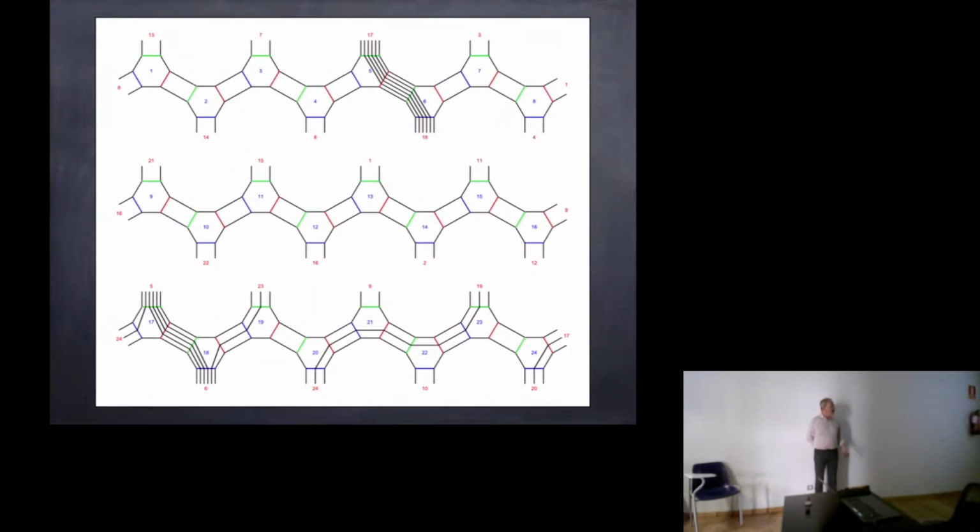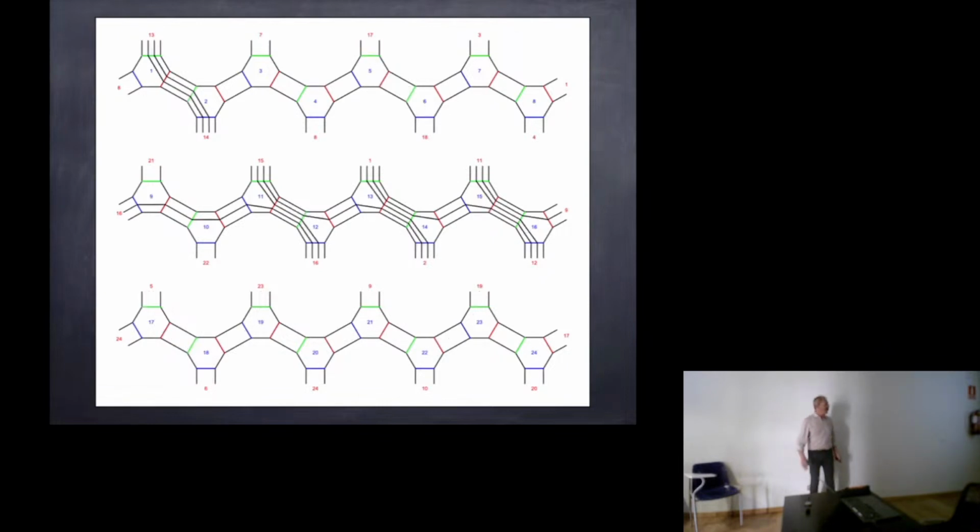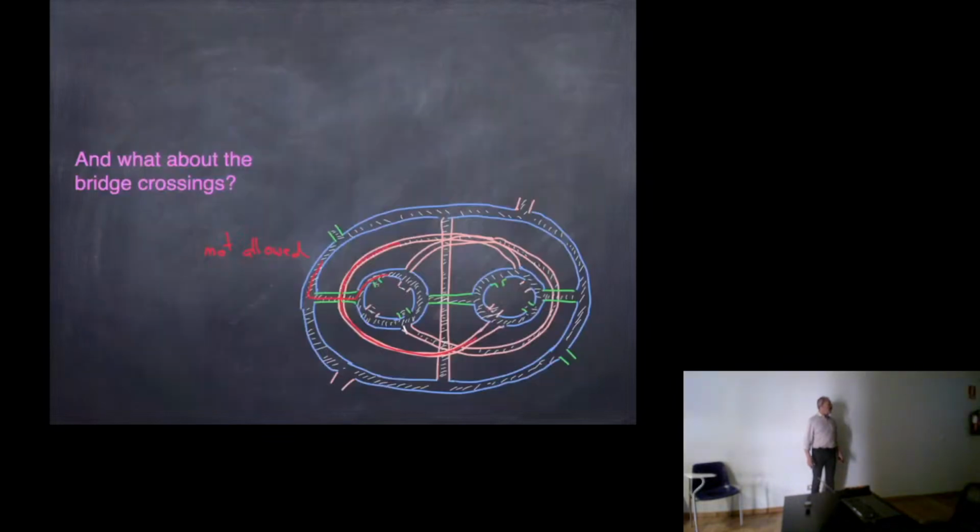But see, here are some curves that are on the ribbon graph, but they also can be interpreted as curves on a genus 2 surface. One more, that's it. So, what about the bridge crossings?